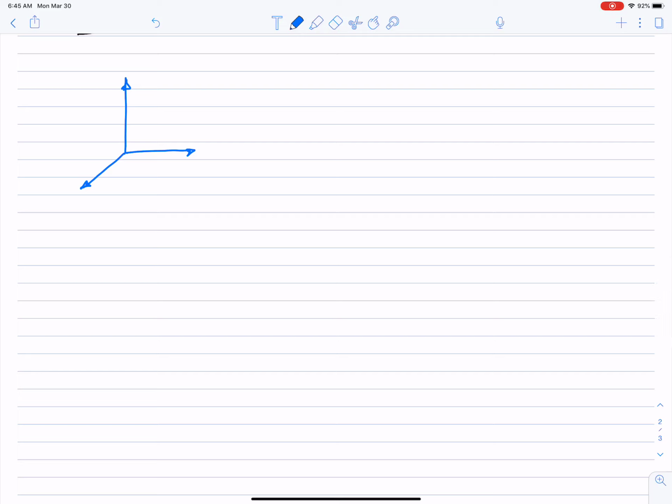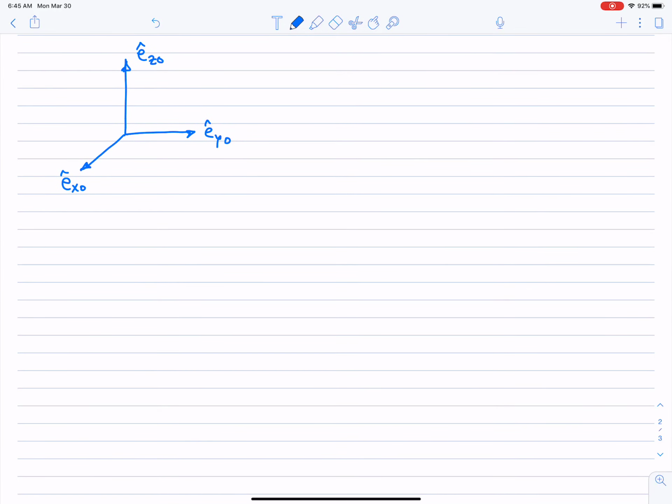0, so EX0, EY0, EZ0, and we get a new reference frame which has the same z-axis, but then we are rotating this reference frame about the z-axis like so, and you get new x and y axes, which are essentially rotated versions of this x-axis by some angle theta, let's say.